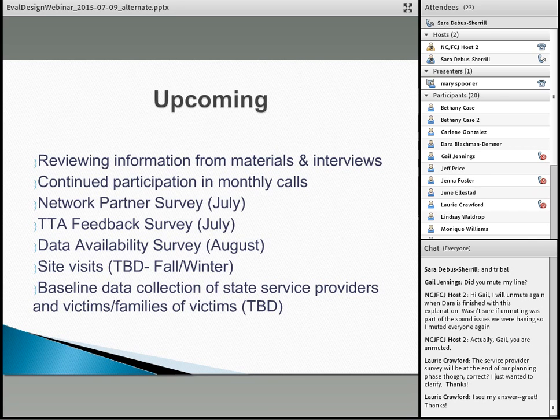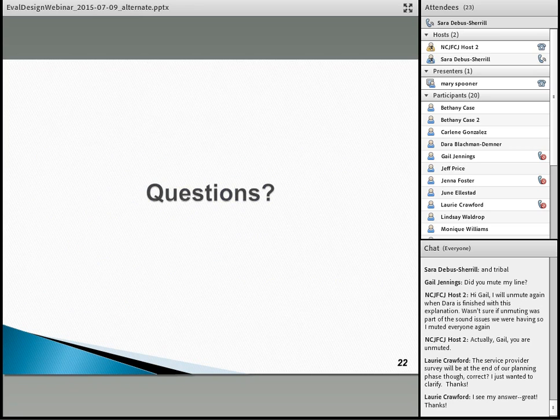And then site visits, as mentioned, we're thinking probably late fall or winter, and very thrilled to come out and meet people in person and hear more about the project. And then at some point later on, there's the baseline data collection for the state service providers and the victim piece. This will be aligned with the sites' implementation and expected beginning for that, and we're waiting to see how everything progresses to start planning it. And as mentioned, we'll be wanting to have a lot of conversations with the sites to plan the best way to proceed on that. So hopefully this gives at least a good starter foundation for the evaluation.